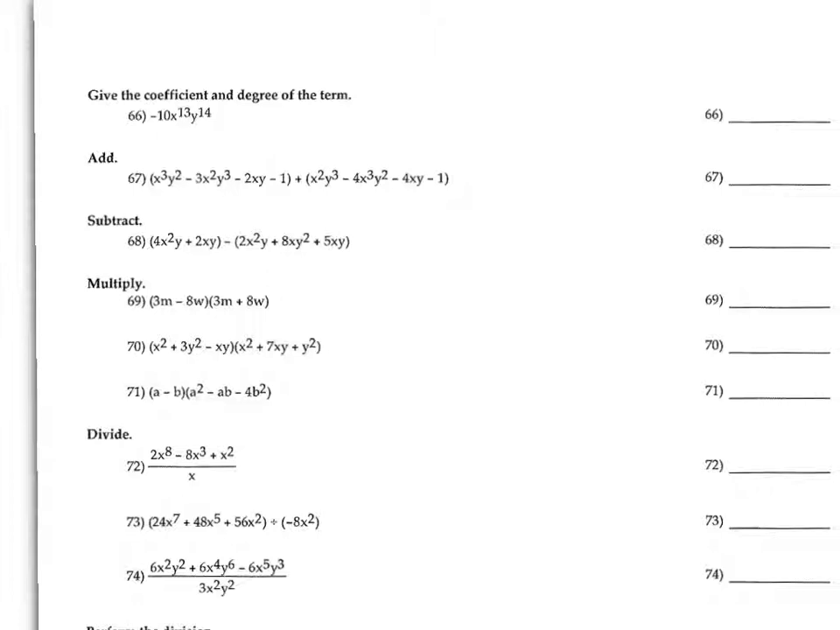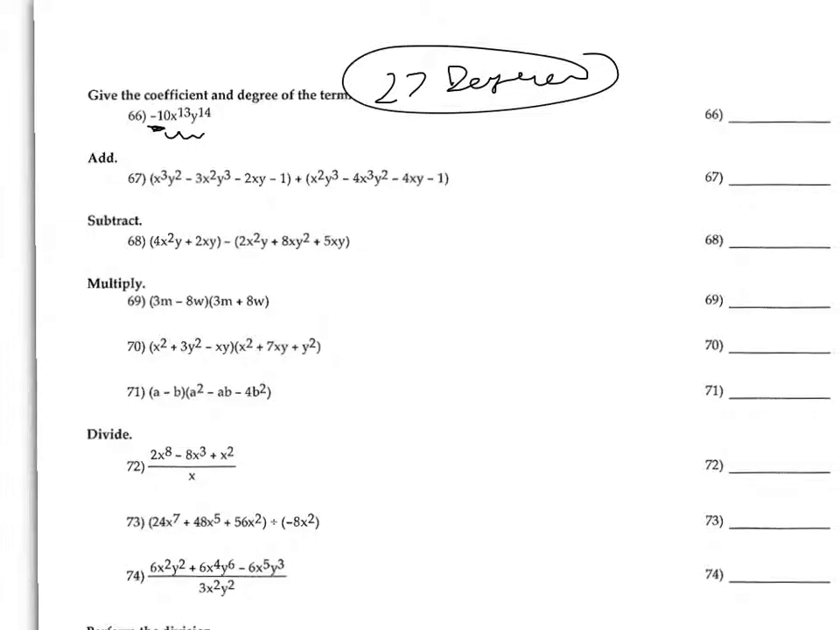So, given this, give the coefficient and degree of the term. Coefficient -10. Now, the degree of a term that has multiple variables is the sum of the exponents here. Because we have an x to the 13th and a y to the 14th, 13 and 14 is 27, so that's a degree 27 term right there. So that's what we have.